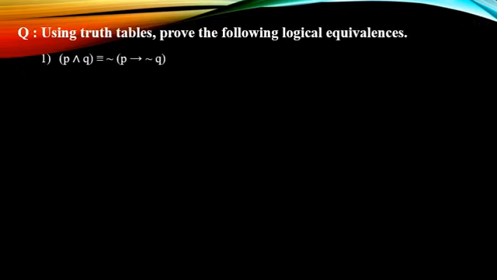Next question is: using truth table, prove the following logical equivalences. So two statement patterns are given. First one, P and Q, and second one, negation of P implies negation Q. Using truth table we are going to prove that these two statement patterns are logically equivalent. So first we construct the joint truth table.